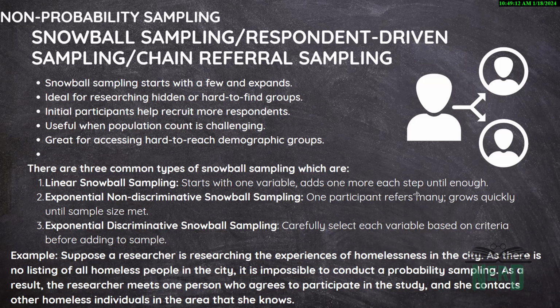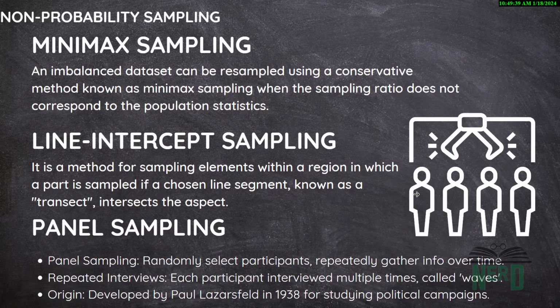And this method is super useful when you're studying groups that are hard to reach or not well represented in usual data sources. It's not perfect. There is a chance of bias since you're relying on people's networks. But when you're dealing with a hidden or hard to reach population, it can be a real lifesaver. Right. So next we have Minimax sampling, Line-Intercept sampling, and Panel sampling. We will talk about them one by one.